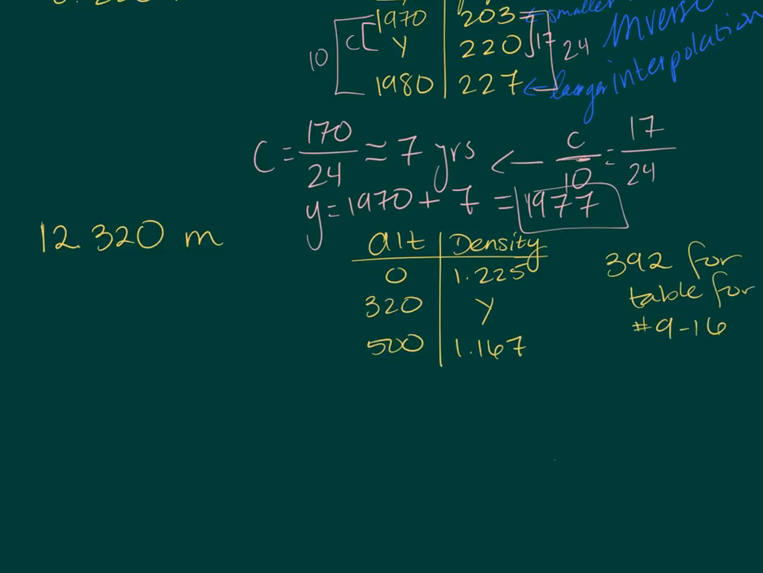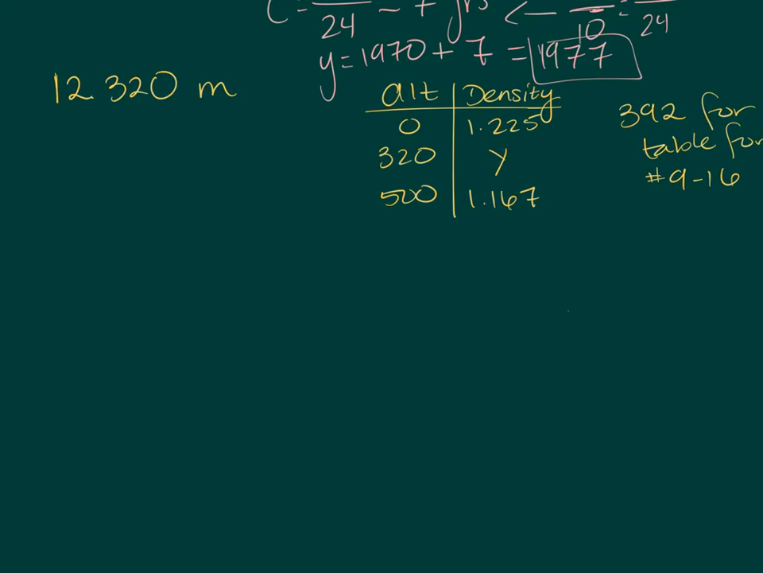Now let's look at number 12. For 12, we're going to switch to a different chart now. We're going to use the chart on page 392, which is all to do with altitude and density. So our units are going to change to meters and kilograms per meter cubed.